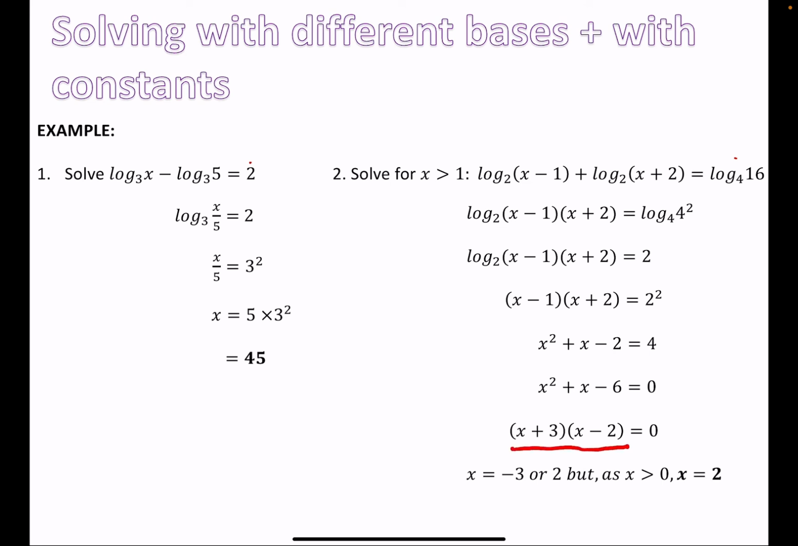But this is the solution to this equation here. We're trying to find the solution to the initial example, and it says in the question, it won't always do this, but it says in the question that x has to be greater than 1. Again, we want to find the log of a positive number, so it can't equal 0 or anything less. So x equal to minus 2 doesn't work, x equal to minus 3 doesn't work, in which case our only answer is x equal to 2.